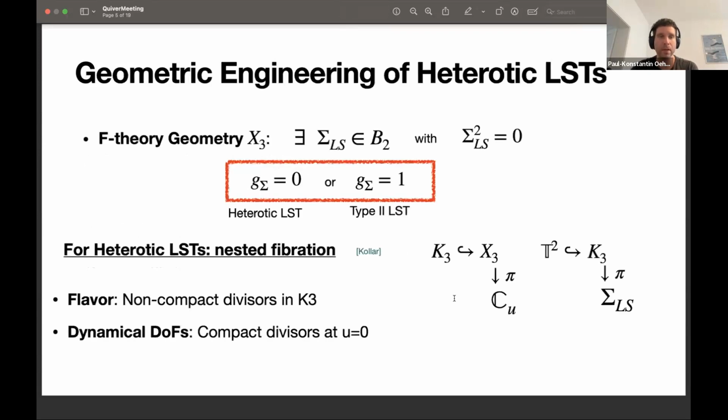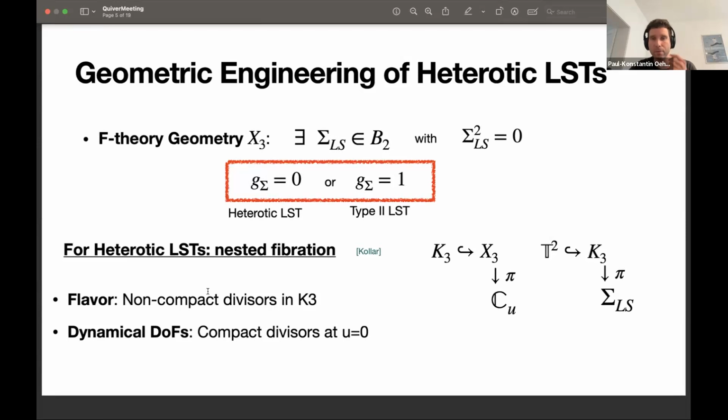So let's start. The first thing for these heterotic little strings is this feature that in the F-theory geometry, which is just an elliptic Calabi-Yau 3-fold over a non-compact base, in the non-compact base B2 you're going to have this unique curve Σ_LS, which has vanishing self-intersection and is either of genus 0 or of genus 1. And depending on which of the two you have, it's either a heterotic little string or a type II little string. And of course, we're going to focus today on the heterotic ones.